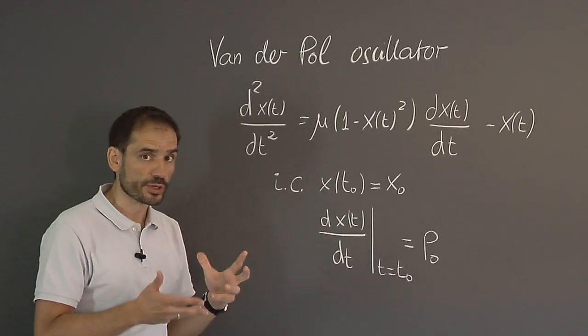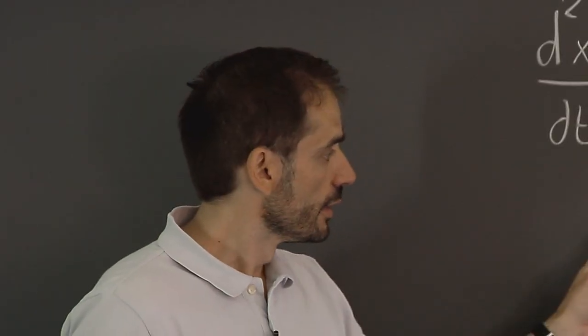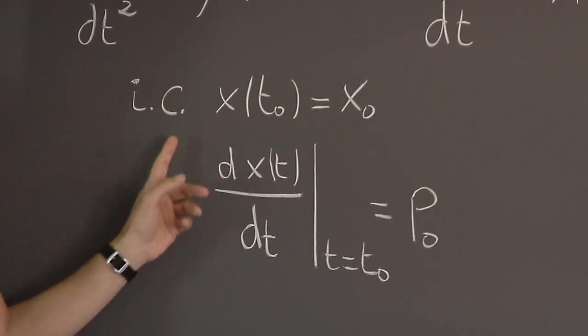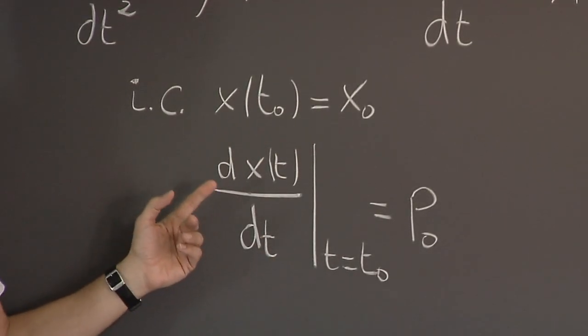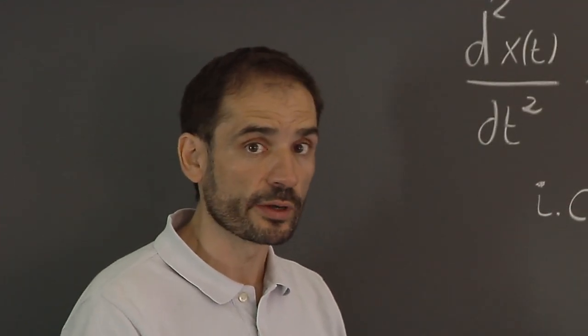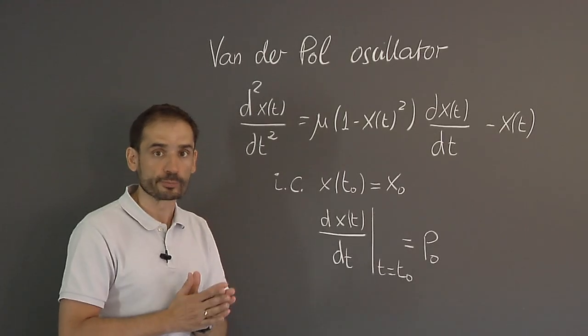Second order differential equations need to be supplemented with two instead of one initial condition. The initial conditions will be the position of the oscillator at time zero and the momentum of the oscillator at time zero. Notice that the velocity and the momentum are the same because we're assuming that the mass is equal to 1. The momentum at time zero is going to be a non-constant p0.